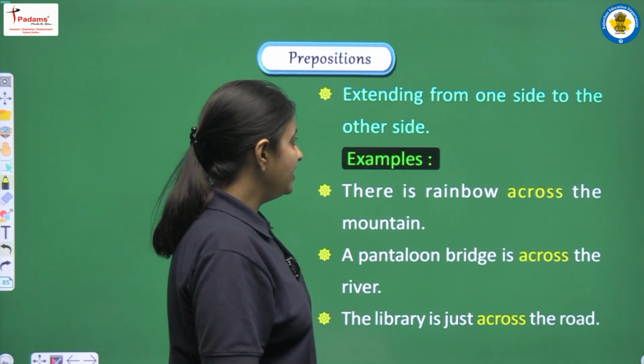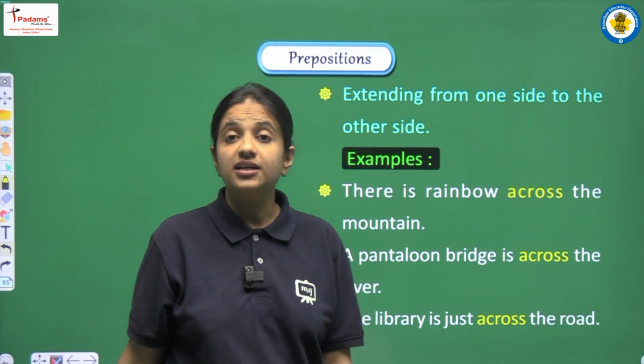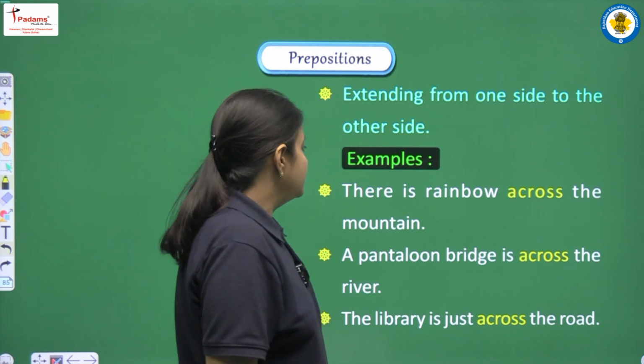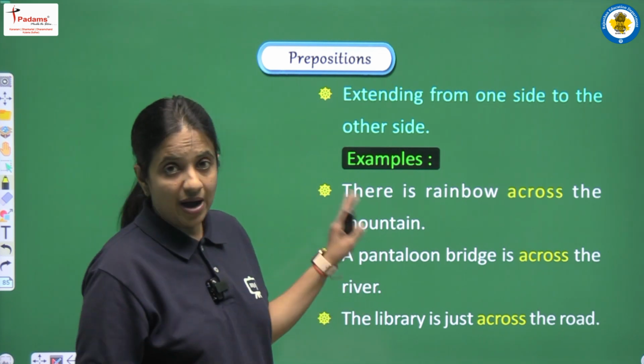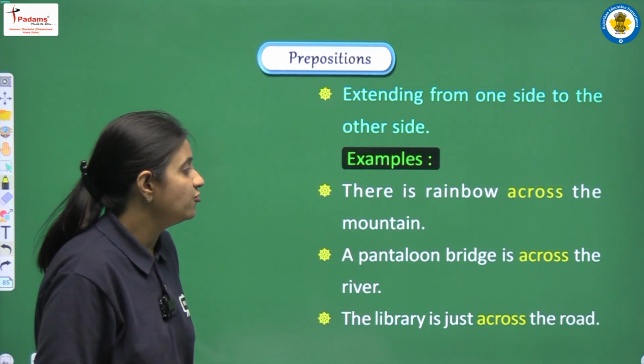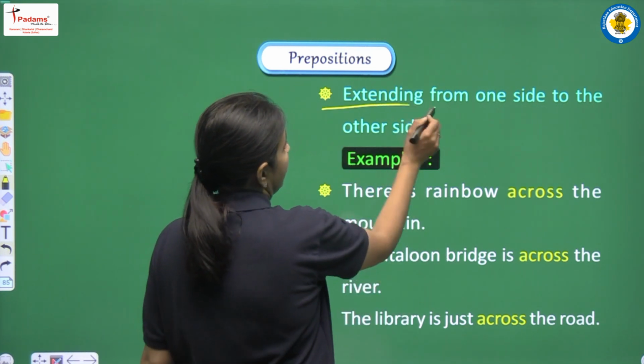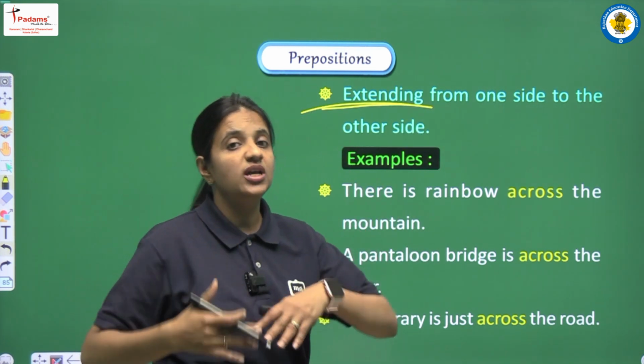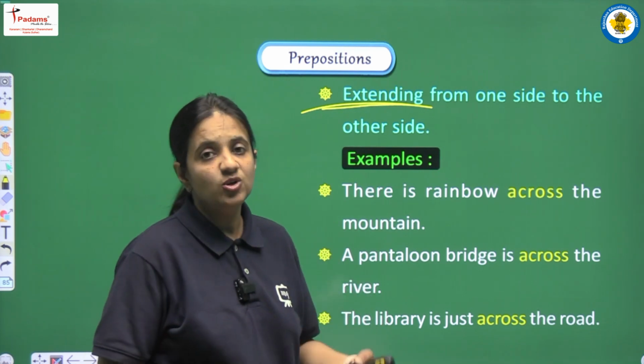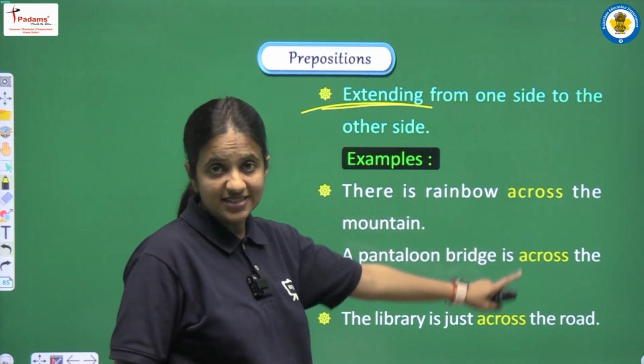Next is extending from one side to the other side. Let's see the examples. There is a rainbow across the mountain. So when we are having this kind of meaning that something is extending from one side to the other side, then also we can use across like we are having here in this example.